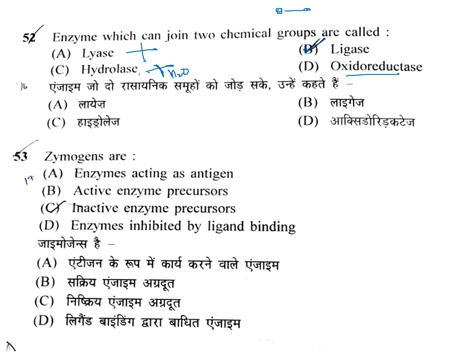Zymogens are, the options are: enzyme acting as antigen, no, they are enzymes; active enzyme precursors; inactive enzyme precursor; or enzyme inhibiting by ligand binding. So zymogens are enzymes that are initially present in the inactive form. For example, during digestion, many of the enzymes in the intestine are present in an inactive stage when they don't have any food to digest, so they're present in inactive form, and they're called zymogen.